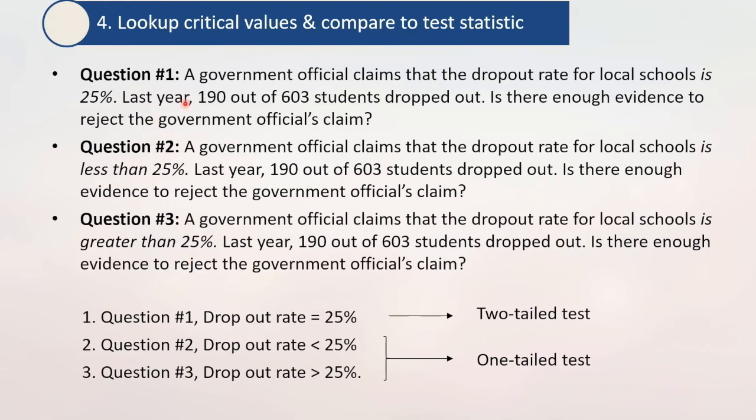To reject each of the claims, for question 1, if the number is anything not equal to 25%, then we can reject it. So it can be either less than 25% or larger than 25%. So it is a two-tailed test. For the second one, as long as the result is larger than 25%, then we can reject it. So it is one-tailed. For the third question, if it is less than 25%, we can reject this claim. So it is also a one-tailed test.